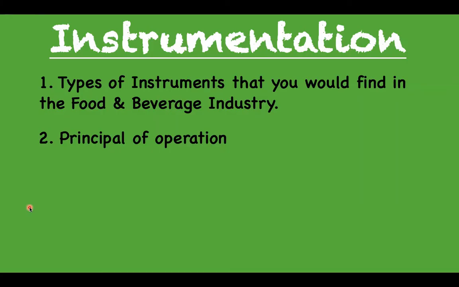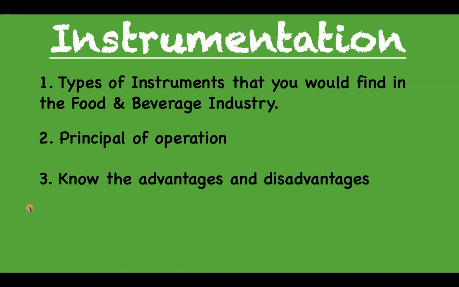So after principle of operation, you need to know the advantages and disadvantages of certain types of instruments. When it comes to advantages and disadvantages, it is not about being able to list them. What people want to see here is that you understand that a certain instrument can be used in this process and it can't be used in another process because of the advantages and disadvantages that it has?